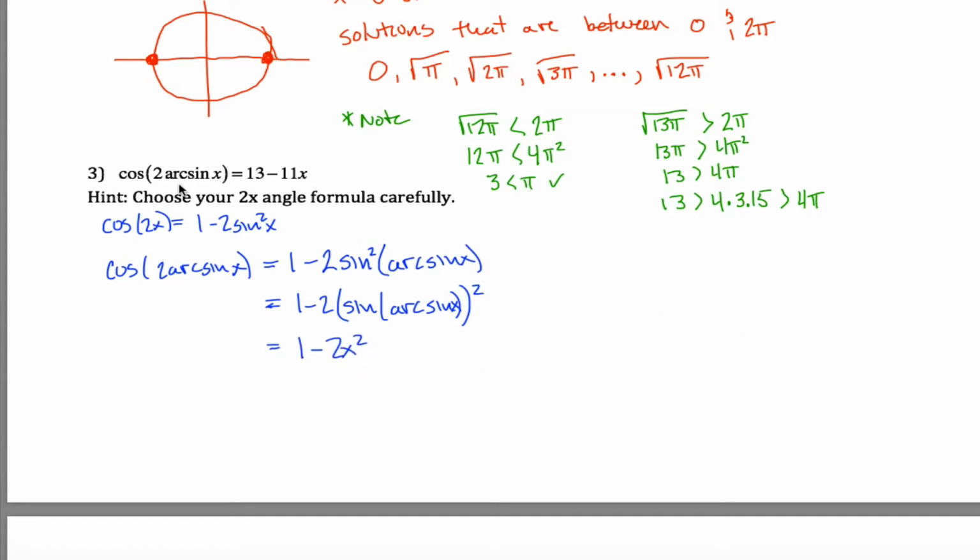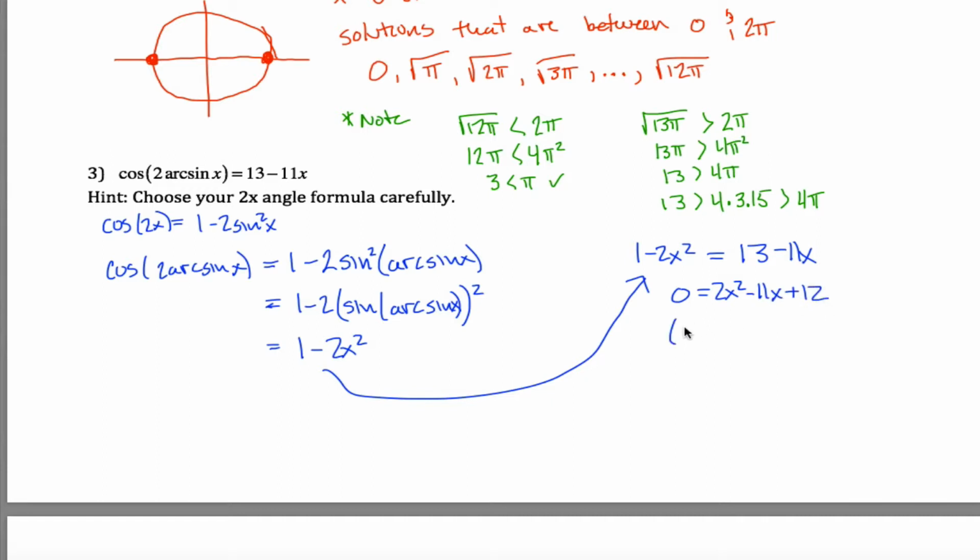So what I'm saying is in the original problem I could say 1 minus 2x squared, this guy, is equal to 13 minus 11x. And this is something I can solve. This looks like a quadratic. To make my leading coefficient positive, I'm going to add the 2x squared over to this side and subtract the 1. So I get 0 equals 2x squared minus 11x plus 12.